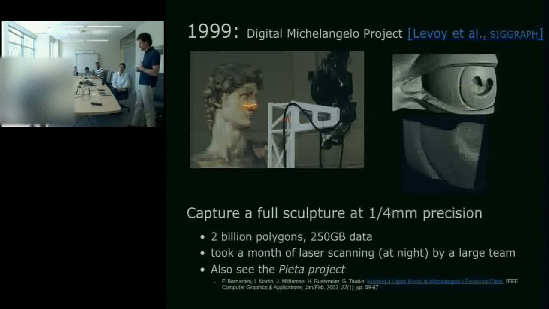They've captured the sculpture basically almost every single nook and cranny at a quarter millimeter precision. And so you can zoom in. On the right, you're seeing zooming into the eye of the statue, and you can zoom in further to this ridge and see the details of the mesh. So impressive results. There's also other scanning work like the Pieta project around the same time. But this really shows what you can do with 3D laser scanning technology, and also how much work it is to use it.